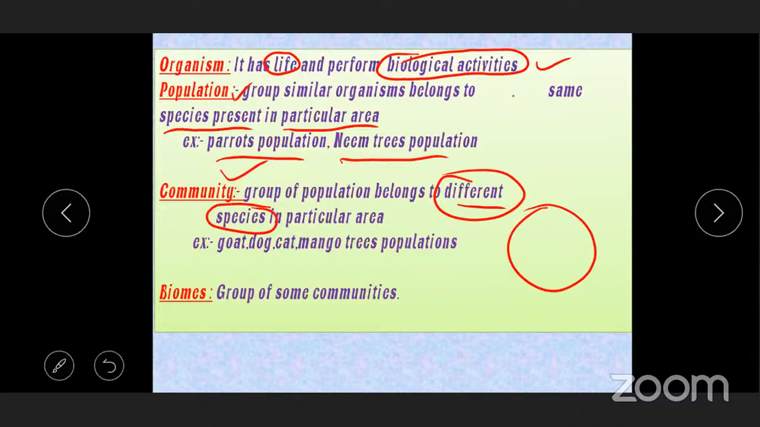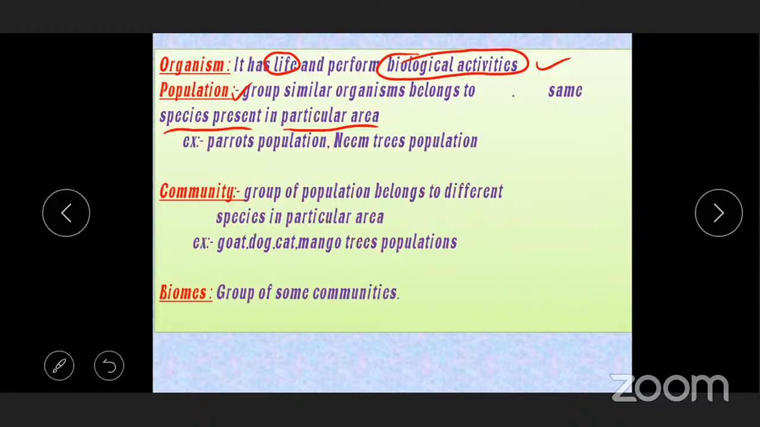Okay, what is that? Community. Got it, Nana? Most important, what is population and community? Once again, I'm repeating. What is population? A group of similar organisms belonging to the same species. Keep this in mind, the same species. A group belonging to the same species in a particular area is known as a population.